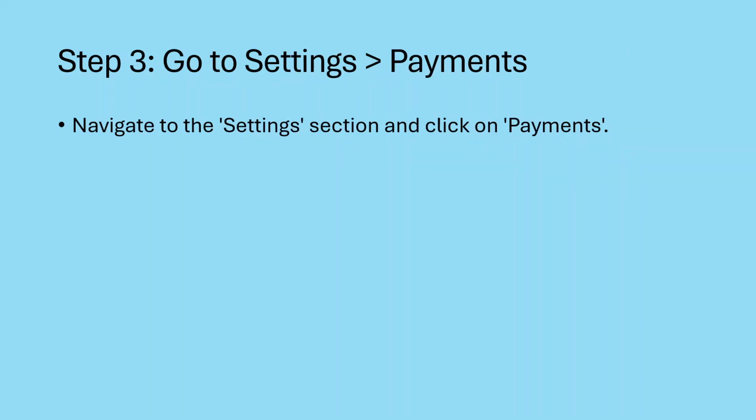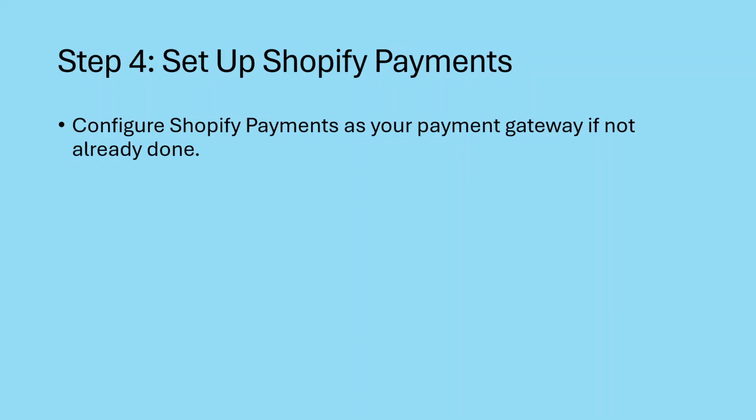Step 3. Go to Settings, then Payments. Navigate to the Settings section and click on Payments. Step 4. Set up Shopify Payments. Configure Shopify Payments as your payment gateway if not already done.